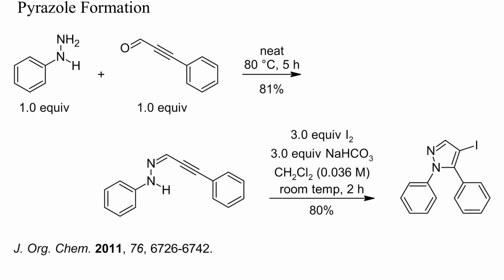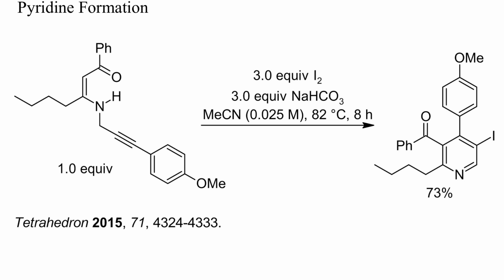Similarly, hydrazones of propiolic aldehydes reacted with iodine to yield iodinated pyrazoles. As mentioned, most pyridines cannot be iodinated directly at position 3. However, if a propargylamine is condensed with a 1,3-diketone and the resulting enamine then treated with iodine or another electrophilic iodinating reagent, 3-iodopyridines can be obtained.